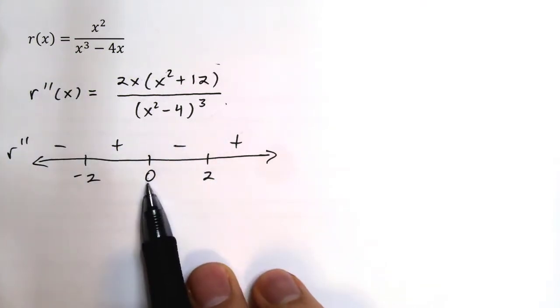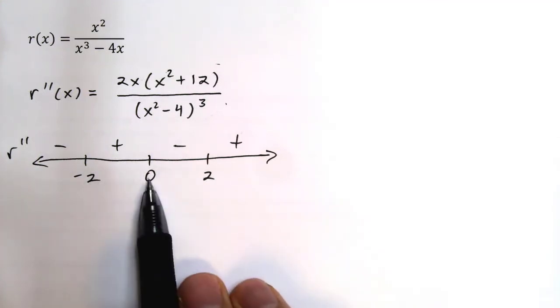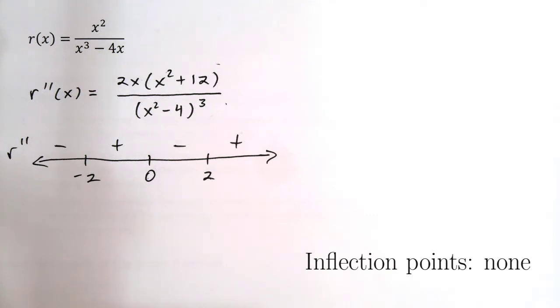Is the function defined at 0 or 2? No, it's not defined there either. So none of these are points on the graph. None of them actually correspond to inflection points.